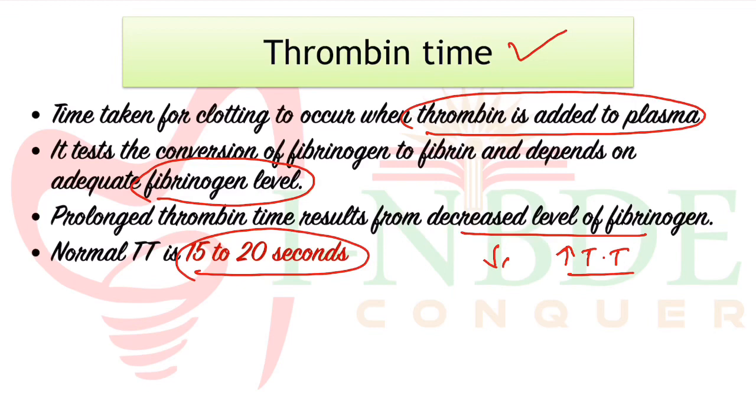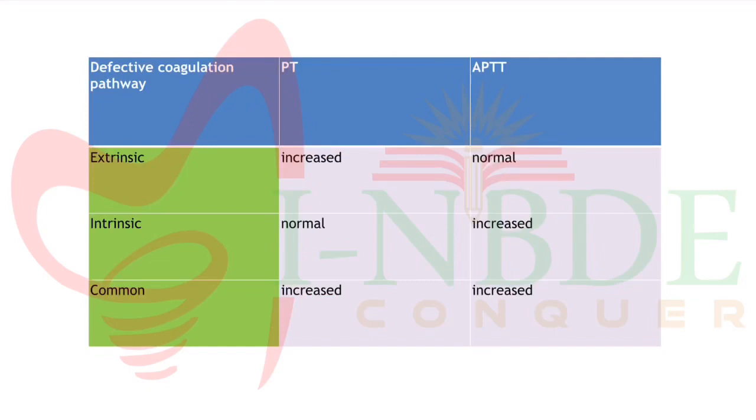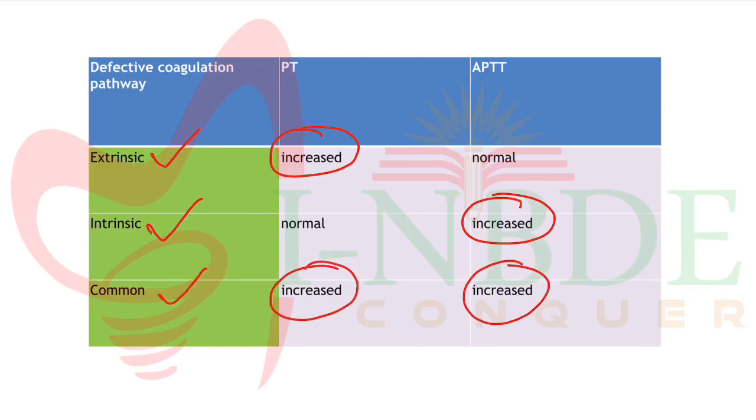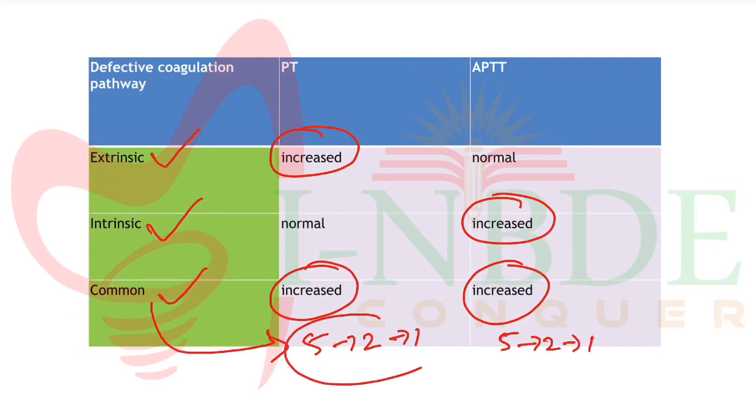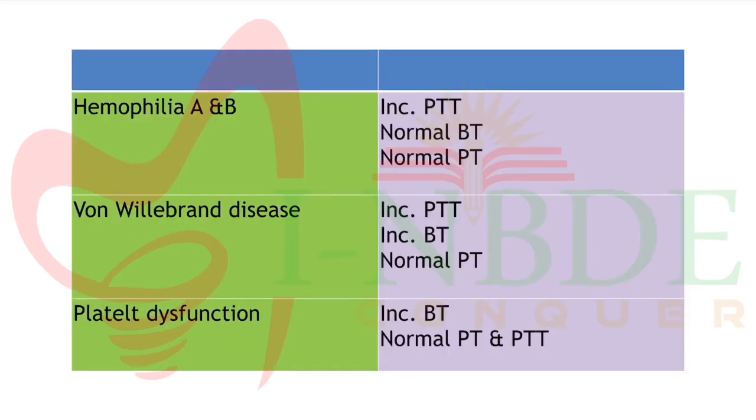So we have learned bleeding time, prothrombin time, thrombin time, and activated thromboplastin time also. As already discussed, the extrinsic pathway is going to cause an increase in the prothrombin time, whereas the intrinsic pathway is going to increase the activated partial thromboplastin time. And the common pathway causes an increase in both, because in both these parameters factors 5 to 1 are common. So whenever you have this, both are going to increase.